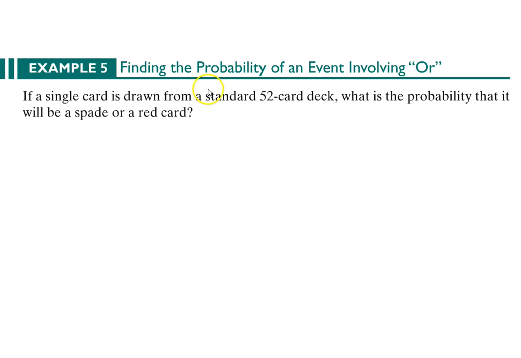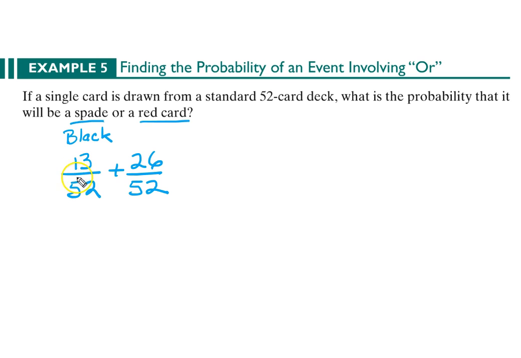Alright, finding the probability of an event involving an OR now. If a single card is drawn from a standard 52-card deck, what is the probability that it would be a spade or a red card? Well, spades are black, and there are 13 of those in a deck. Red cards are half of the deck, so that would be 26 out of 52.